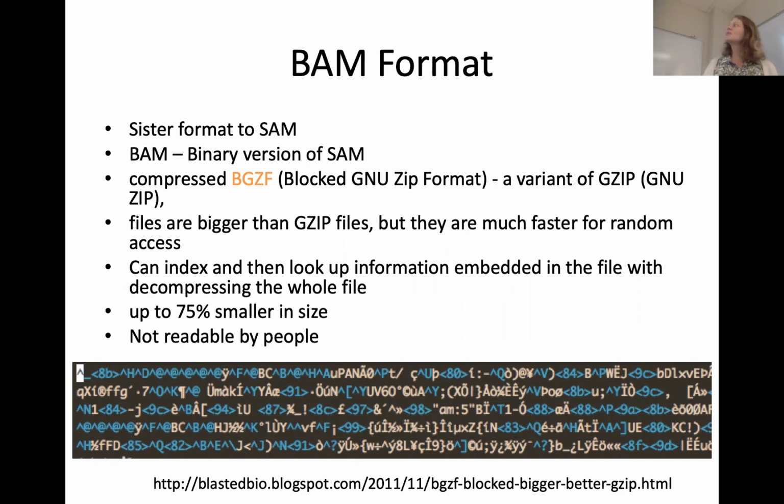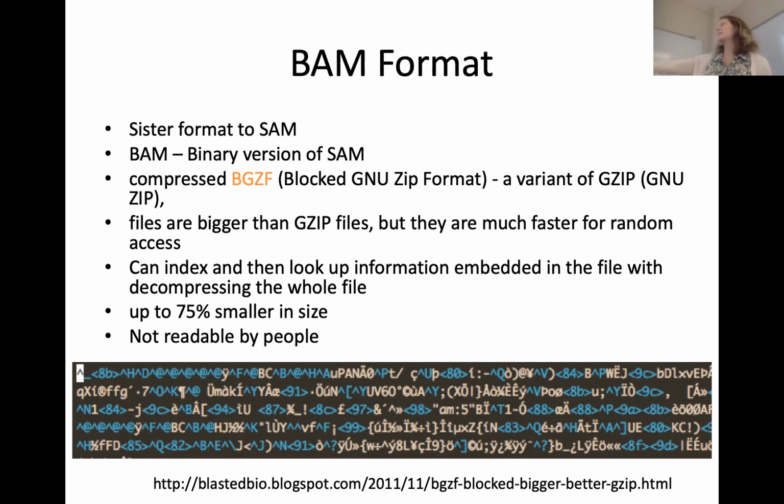SAMtools, the software package, allows you to squeeze all of that down into a much smaller version of SAM. It's using a pretty clever compression algorithm that's quite common in Linux and computer science. It's a type of zip format. You've probably had zip files on your computer; it's a fancy version of that. They are bigger than gzip files, but they are able to be used for random access. So you can still do computational tasks using a BAM file, which is useful. But they're still up to 75% smaller in size than a SAM file, so that's great.